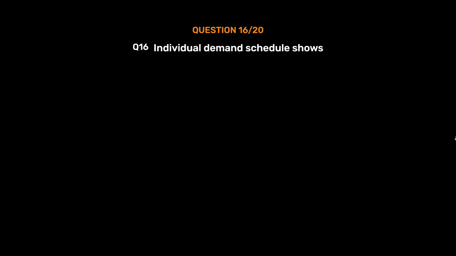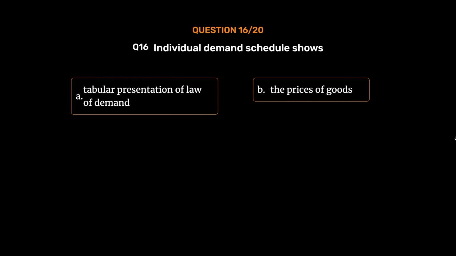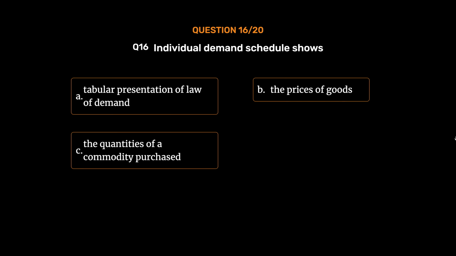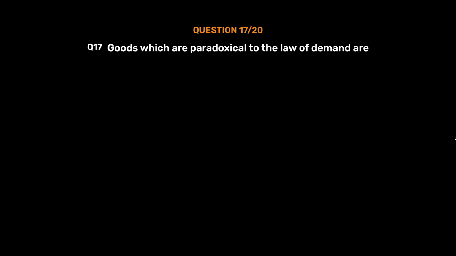Question number 16. Individual demand schedule shows Option A, tabular presentation of law of demand. Option B, the prices of goods. Option C, the quantities of a commodity purchased. Option D, all of the above. The correct answer is Option D, all of the above.